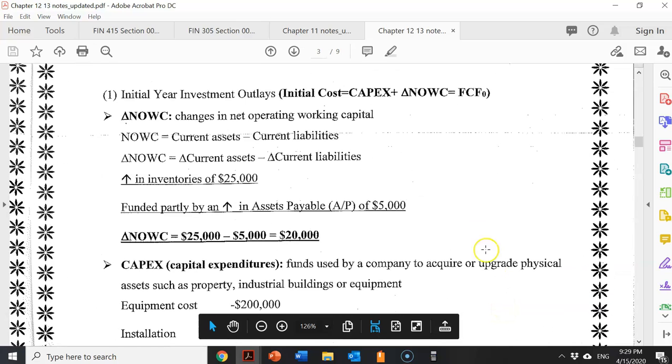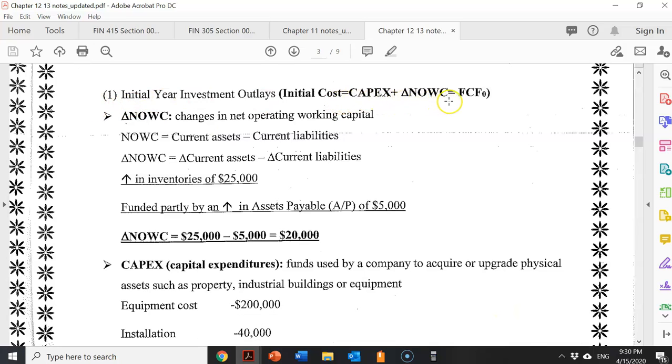Okay, so let's first look at the initial cost, which is the sum of capital expenditure and delta NOWC as free cash flow 0. For delta NOWC, again, it's the change in net operating working capital, which is the change in current assets minus the change in current liabilities. We have an increase in inventories of 25,000 and an increase in accounts payable of 5,000. So the delta NOWC for this project would be 20,000, because we used 20,000 to pay for the inventories in cash.